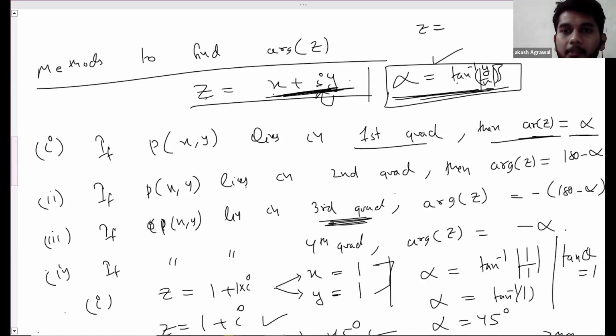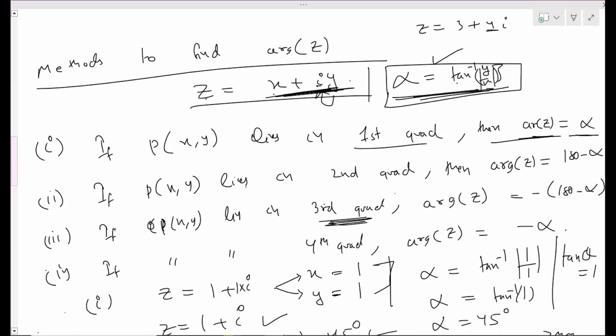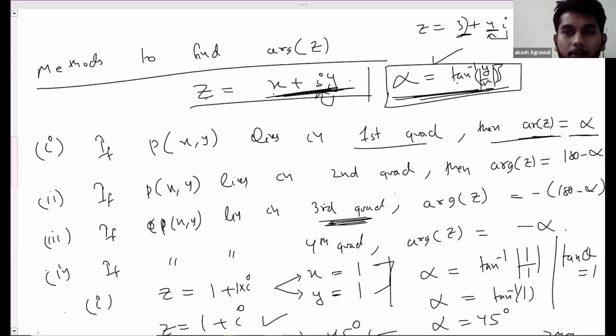Suppose you have a complex number 3 plus 4i. So this is y, this is x. The one with i is y, and the normal one is x. All right. Yes, sir. How do we find alpha? Tan inverse y by x. Very simple. Forget about negative positive. Just write tan inverse y by x. Everything positive. Okay, sir.